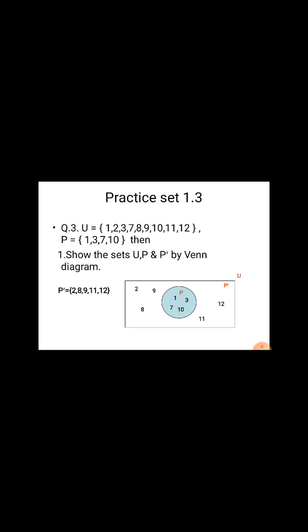Okay. Now, how will you draw the Venn diagram? Draw one rectangle. It is your set U. Now, draw one circle inside it. It is your set P. Shaded portion means set P.